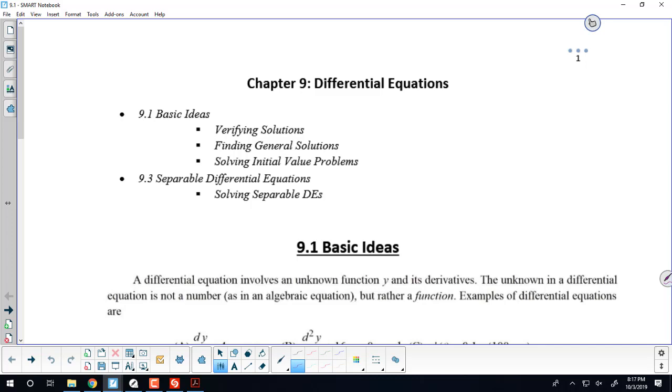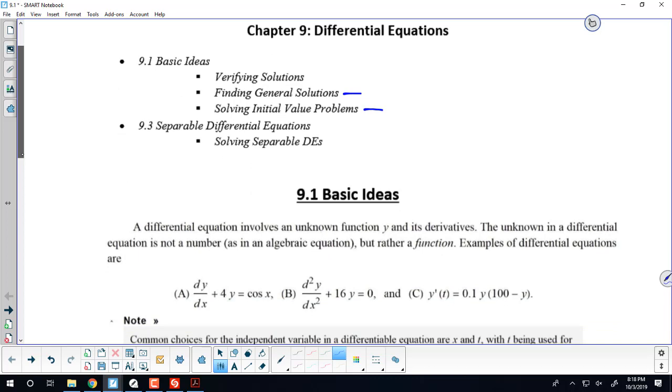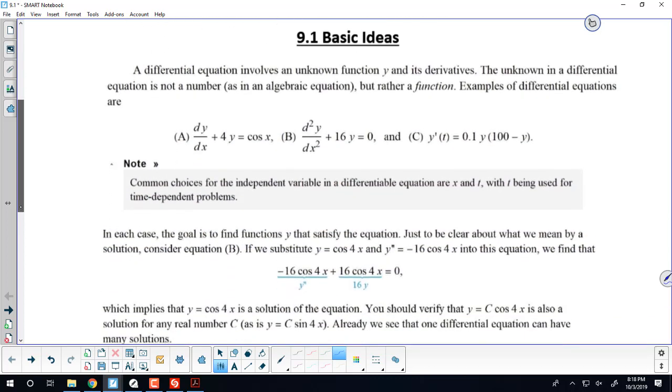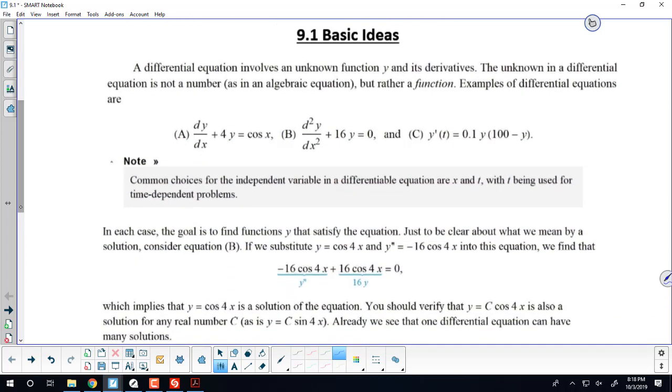The things in 9.1 you've seen before, finding general solutions specifically and solving initial value problems. You saw that in Calc 1 when you said, here's an acceleration, what's the velocity function, what's the position function? Those were initial value problems. And then in 9.3, we look at separable differential equations. So just some terminology from our book here.